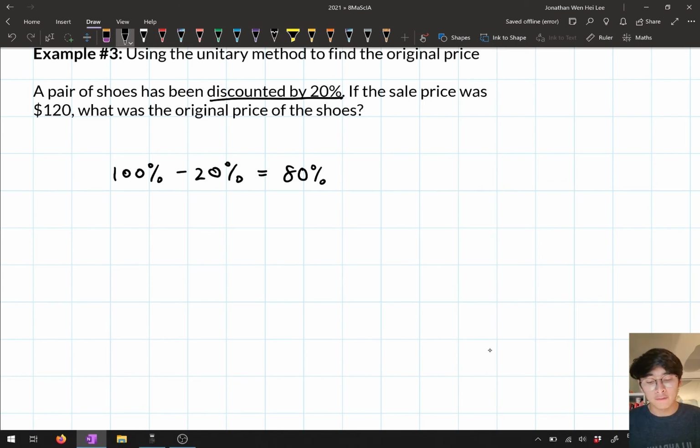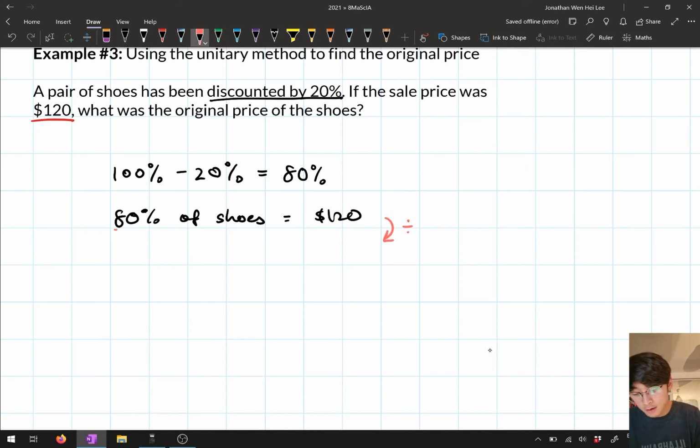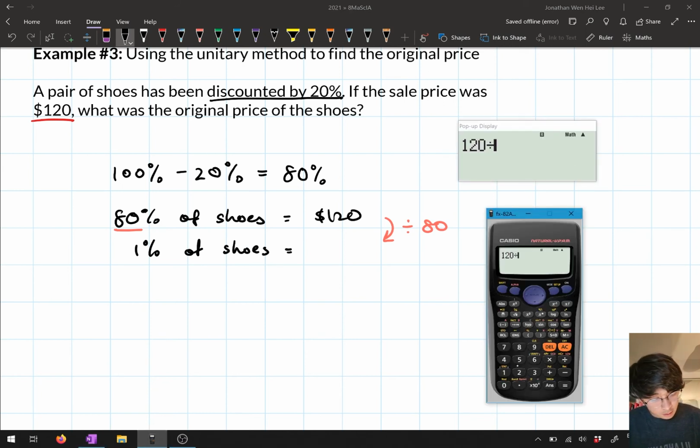So here, I found out that I'm actually paying 80%. And now that I've done that, I can do my unitary method with that $120. So here I'm going to write 80% of shoes is equal to $120. Okay, and then the first step that we did was we had to divide by the percentage. So in this case, I'm dividing by 80. So that gives me 1% of shoes is equal to 120 divided by 80, which will give me, I think, 1.5.